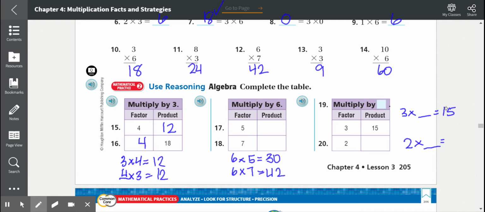Start counting by 3s until you get to 15. 3, 6, 9, 12, 15. You should have gotten 5. So now we know that 5 goes there. So if we know we're multiplying by 5, now we know that this number is 5, and so we can find out that 2 times 5 is 10. Okay, let's go on to the next page.